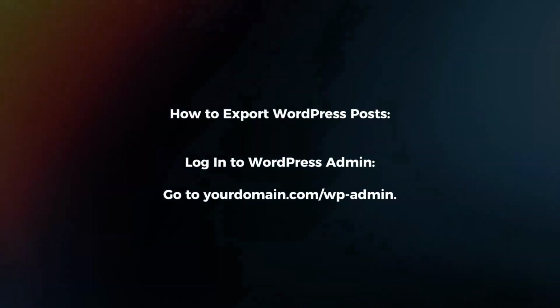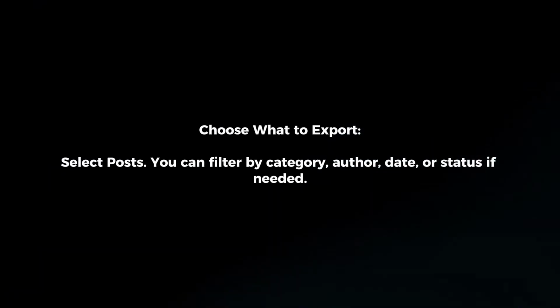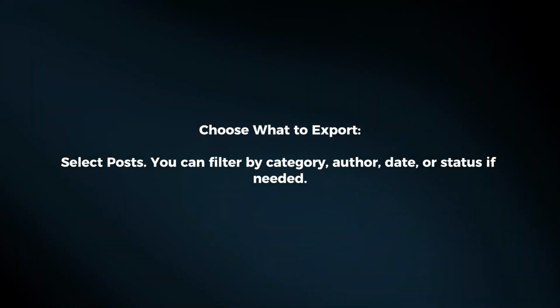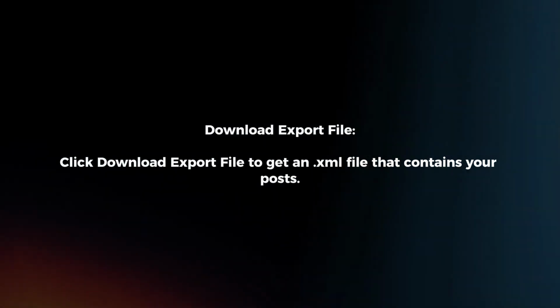Go to yourdomain.com/wp-admin. Navigate to Export tool. Go to Tools, Export. Choose what to export. Select Posts. You can filter by category, author, date, or status if needed. Download export file. Click Download export file to get an XML file that contains your posts.